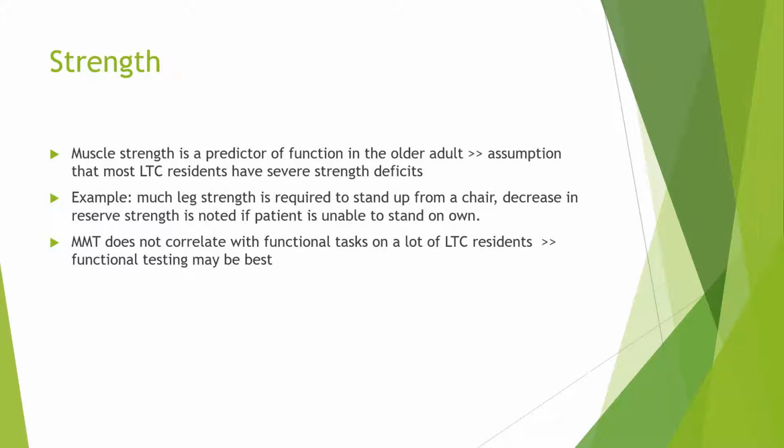So, for example, much leg strength is required to stand up from a chair, and so you can assume there's a decrease in reserve strength if the patient is unable to stand up on their own. Manual muscle testing does not necessarily correlate with functional tasks, especially for a lot of these older long-term care residents, and functional testing might be the best thing for them.